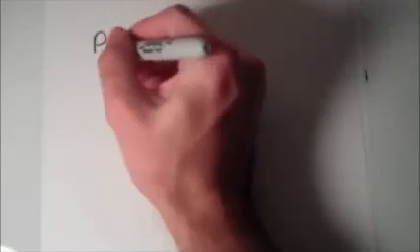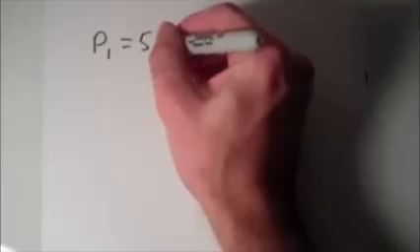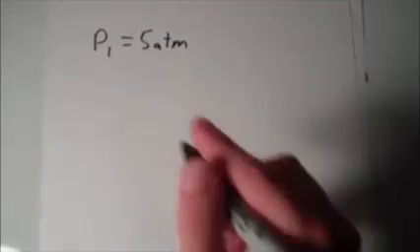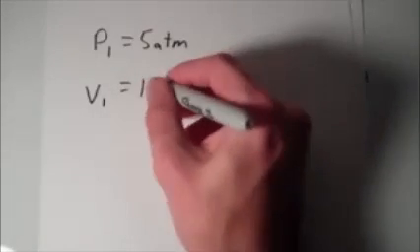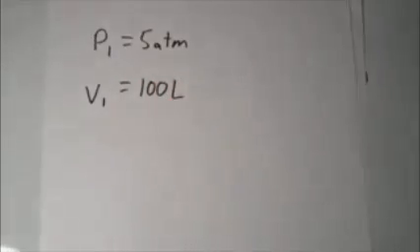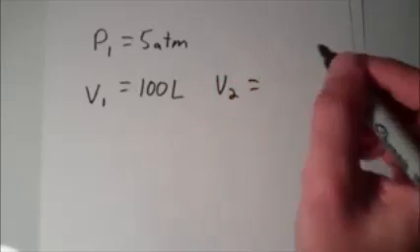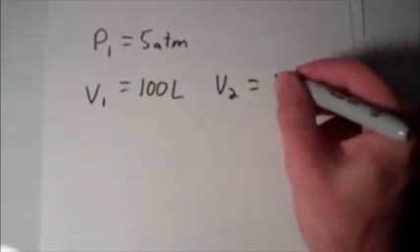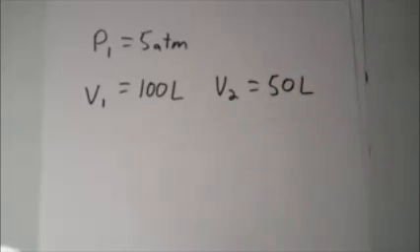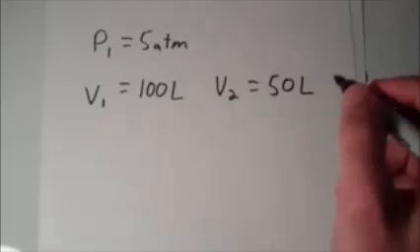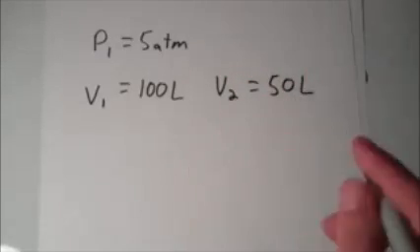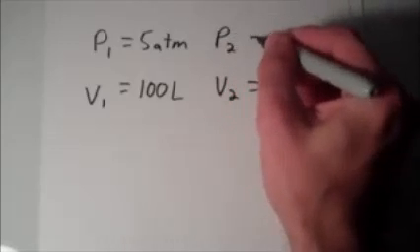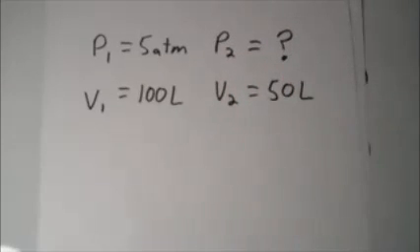So suppose I have a gas. I'm just going to say that the initial pressure of this gas is 5 atmospheres. And suppose the volume of the gas when it's at 5 atmospheres is 100 liters. Now suppose I took this gas and I compressed it down from 100 liters to 50 liters. So I decreased the volume to 50 liters. Well, if that's the case, what would my pressure be upon compressing it like that? So in other words, what is my P2? That is what I'm trying to figure out.